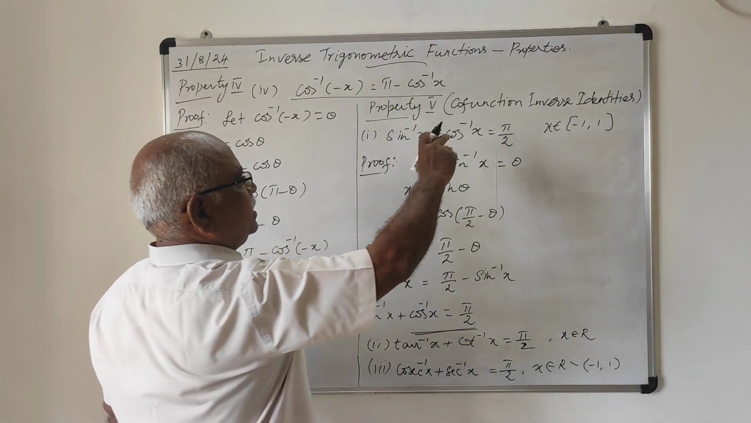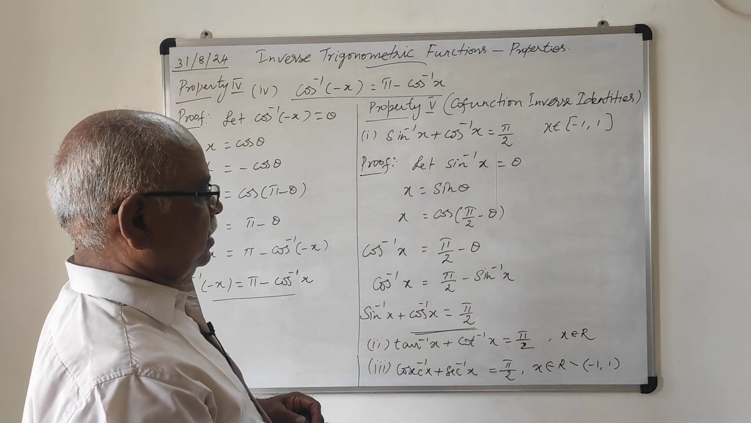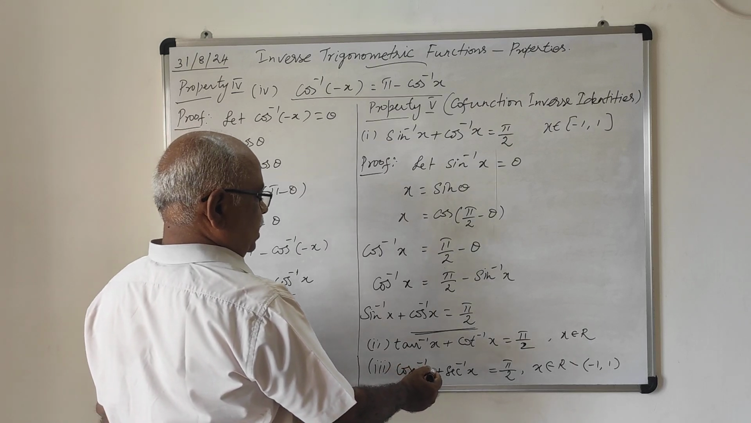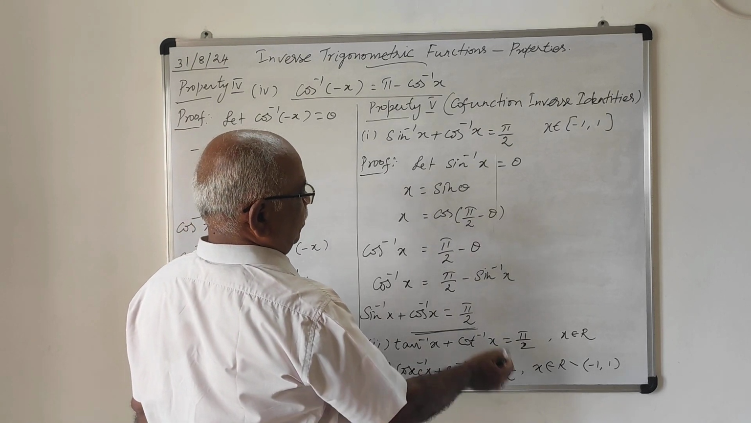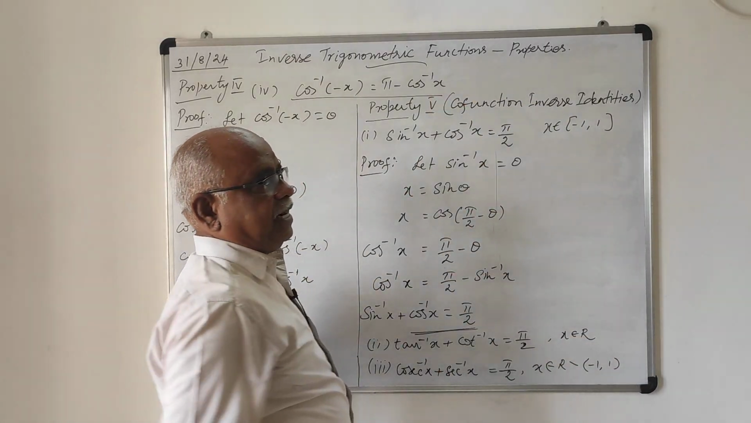Similarly, the other 2 co-function identities are tan inverse of x plus cot inverse of x is also pi by 2, and cosecant inverse of x plus secant inverse of x is also pi by 2. These are the 3 results under co-function inverse identities. Okay?